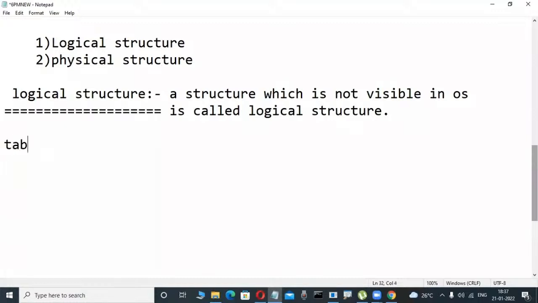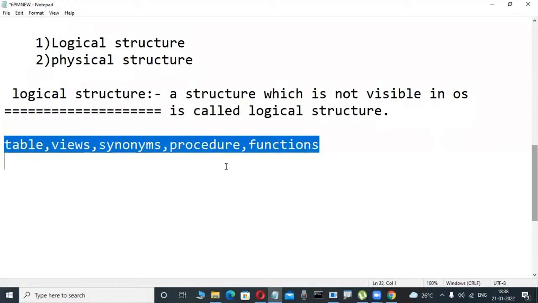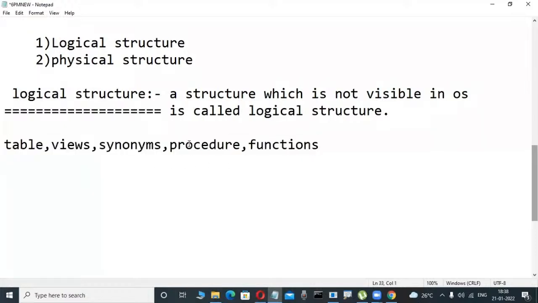That logical structure contains tables, which are there in Oracle, in SQL Server, and in MySQL also. Views are there. Synonyms are there. Indexes are there. These are all the database objects. So many things are there. Procedures, functions, triggers, packages are there. These are all logical structure. That is not visible in the operating system. Whatever courses we are learning, so many objects are not there in the operating system.